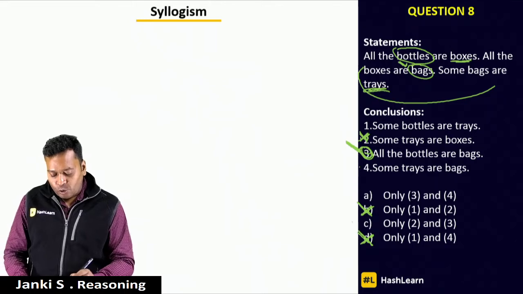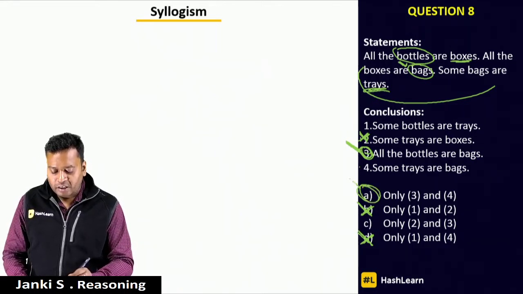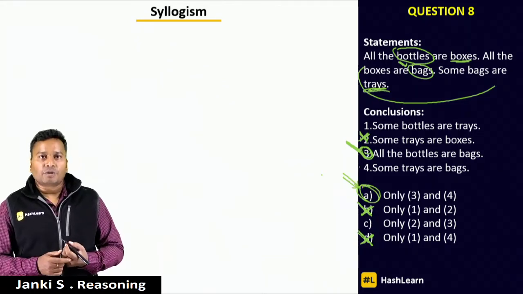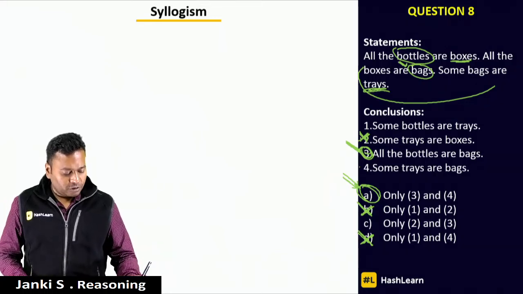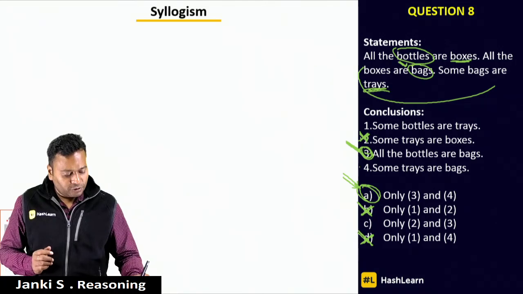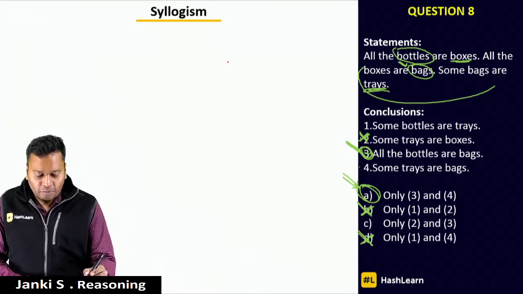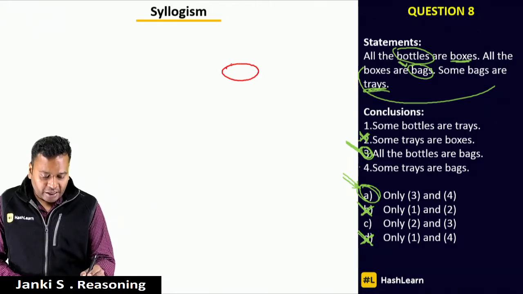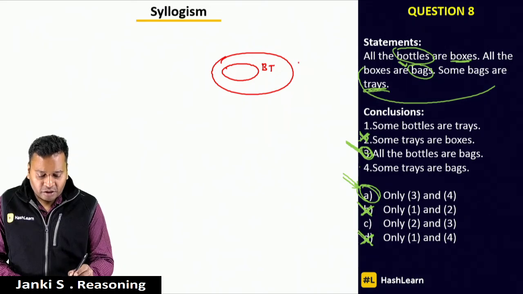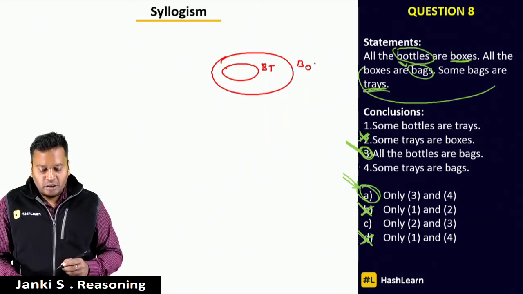If second one is out, which option is possible? I have option 1 as a possibility here, right? So option 1 is a possibility. Diagram से देखते हैं, right? Because diagram से it will be easy for you to analyze sometimes. So let's draw all bottles, right? I'll write bottles as BT and boxes as BO, right?